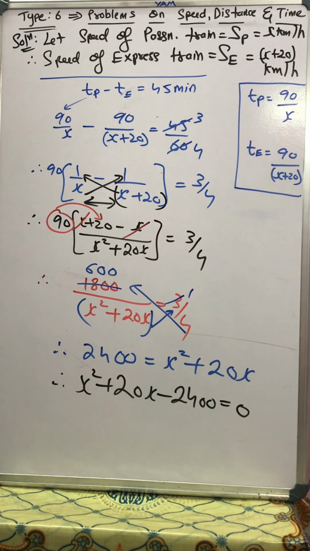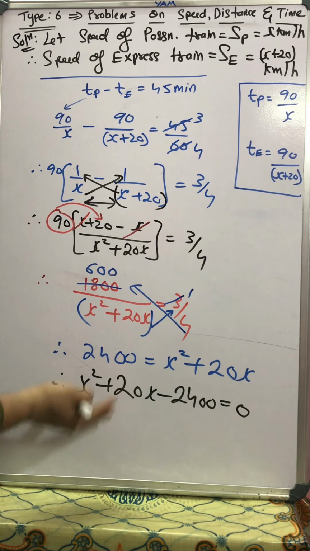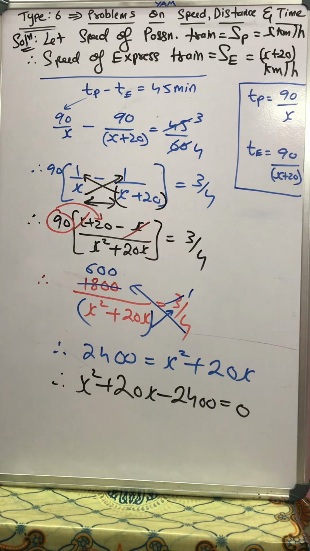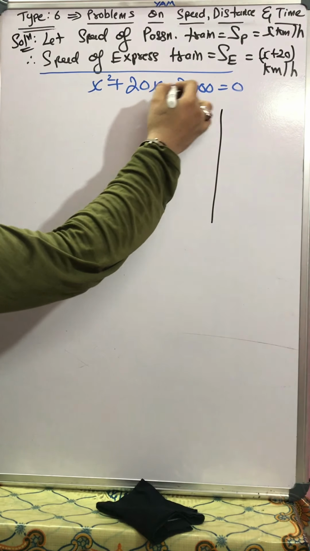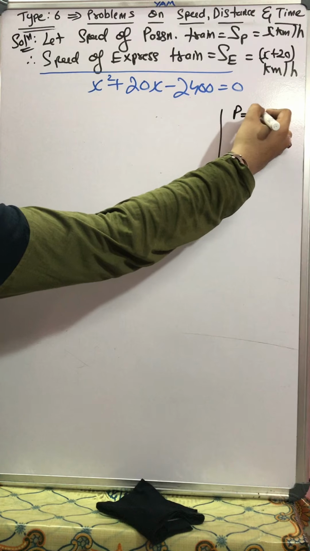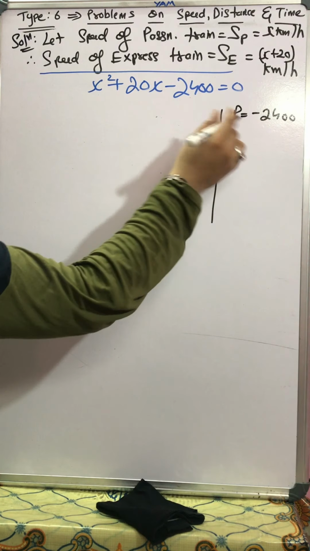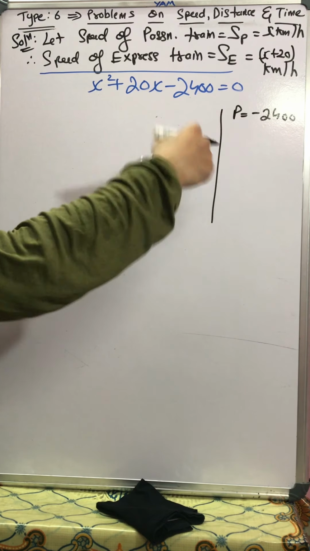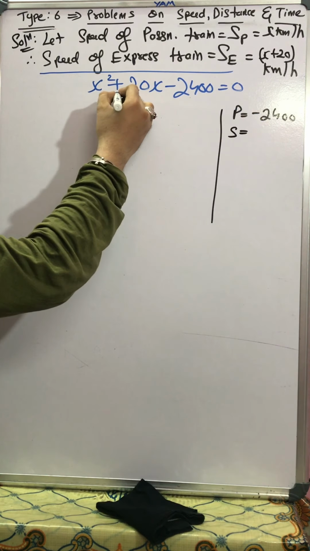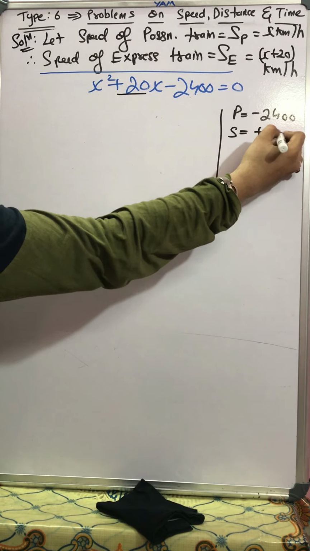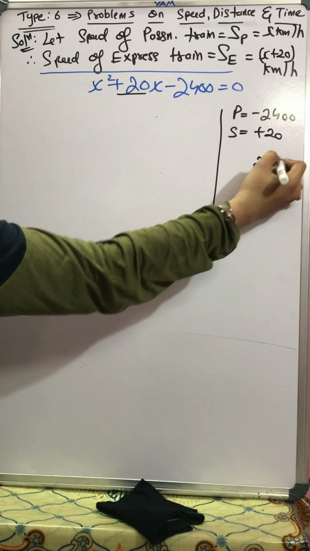This is a quadratic, students, but yet I don't have space. Pause the video and start solving the quadratic. We need two numbers such that their product is minus 2400, and if we add the same two numbers, their addition should be plus 20. Okay, now let's split up this 2400.